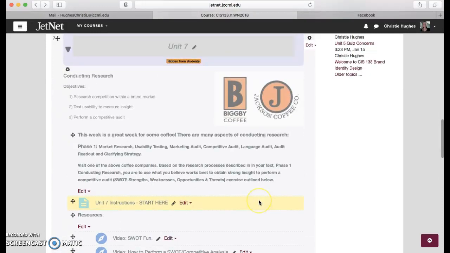Those of you that are doing your own company, find someone who is a competitor and then focus on how you might use some of these strategies to benchmark against other places and build your own SWOT analysis. Okay, if you have questions, please let me know.